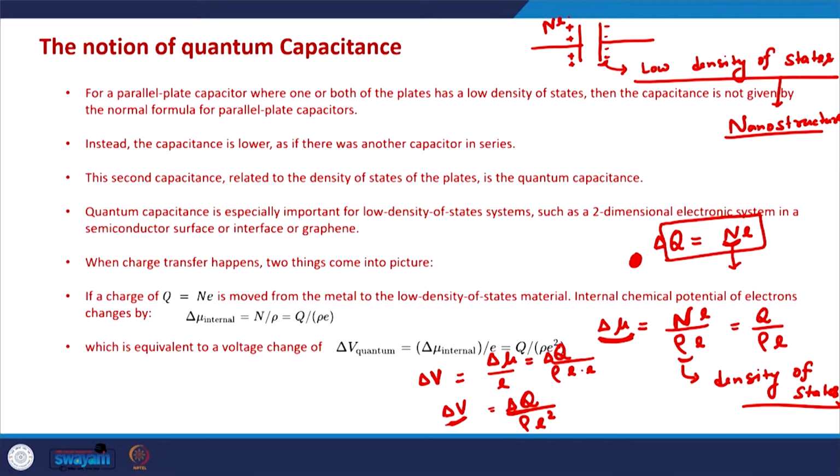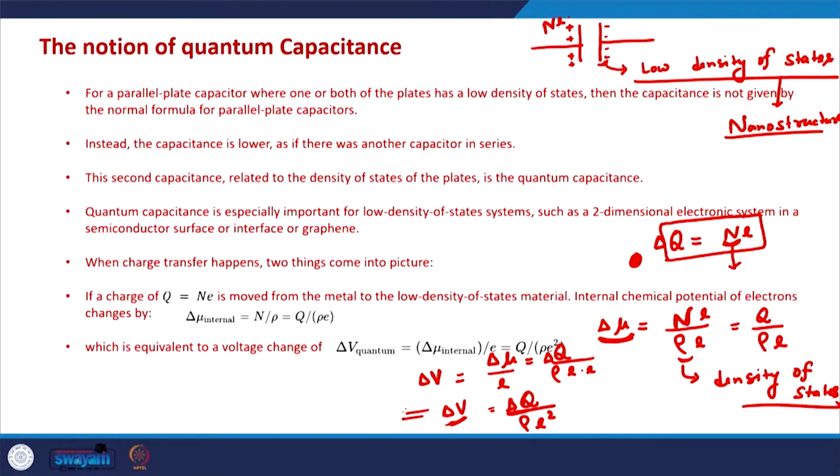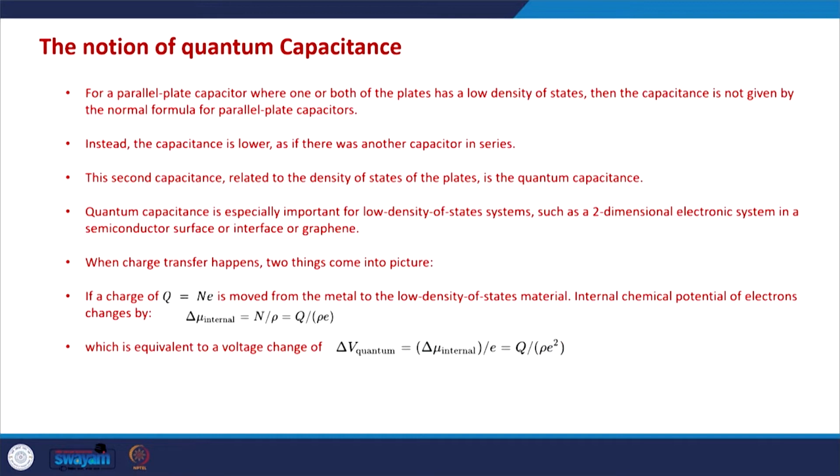origin. It is just because of the change in the number, and that's why we can define a capacitance out of it, which is essentially known as the quantum capacitance of nanosystems, which is given as delta Q divided by delta V, and it is density of states times E square. So that's how this notion of quantum capacitance comes about, and as you have seen, it is directly proportional to the density of states times the charge square.